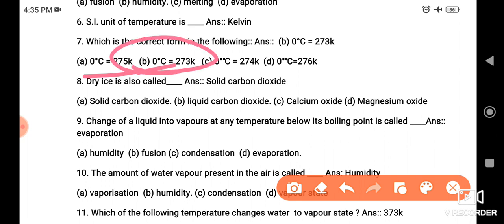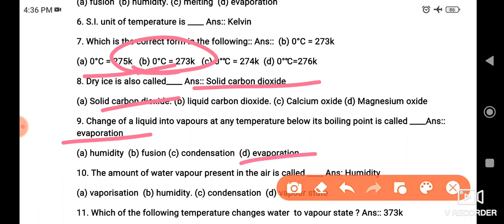Next, question number 8. Dry ice is also called solid carbon dioxide. All of you remember this, that dry ice is called solid carbon dioxide, which can also cause burns. So this dry ice is also called solid carbon dioxide. That is option number A. Okay, then the change of liquid into vapor at any temperature below its boiling point is called evaporation. So we already have one question above, the change of liquid into vapor, that is known as evaporation. All of you write evaporation, option number D.